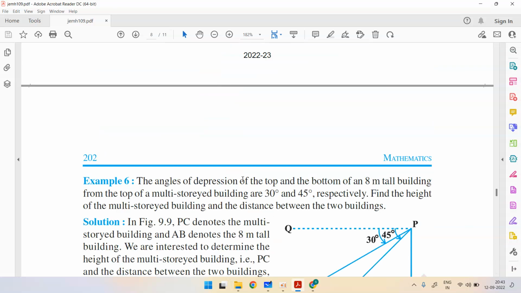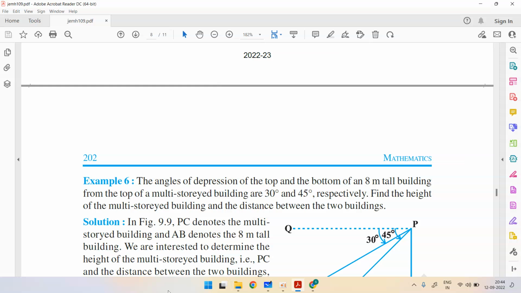Now sixth is: the angles of depression of the top and the bottom of an 8-meter tall building from the top of a multi-story building are 30 degree and 45 degree respectively. See, the 8-meter tall building is a small building, and there's a multi-story building with many stories, many floors. Find the height of the multi-story building and the distance between the two buildings.